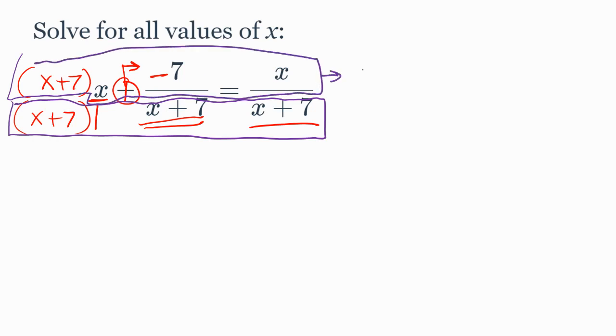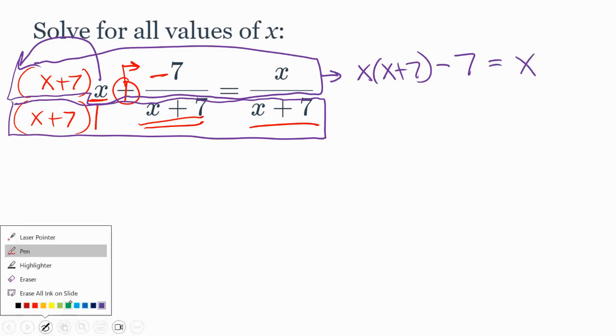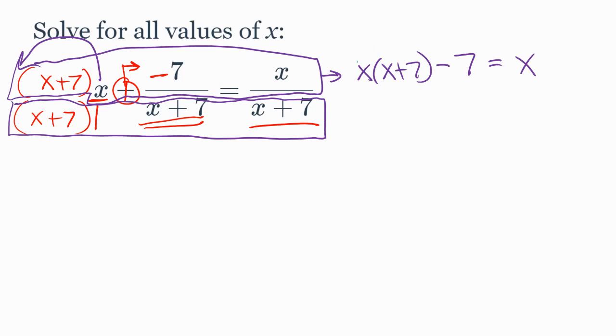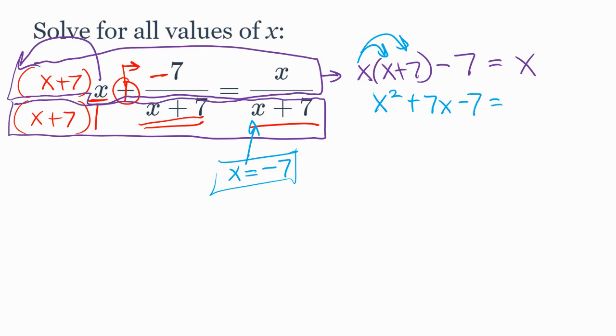So this is just x, I'm going to put it in front here, times x plus 7 minus 7 equals x. So all I did was rewrite the numerator as a standalone equation, and then you go through the business of solving it. Now keep in mind, if we get an answer of x equals -7, that would be wrong. So if we get an answer of -7, we will have to throw it away. So we get x squared plus 7x minus 7 equals x.